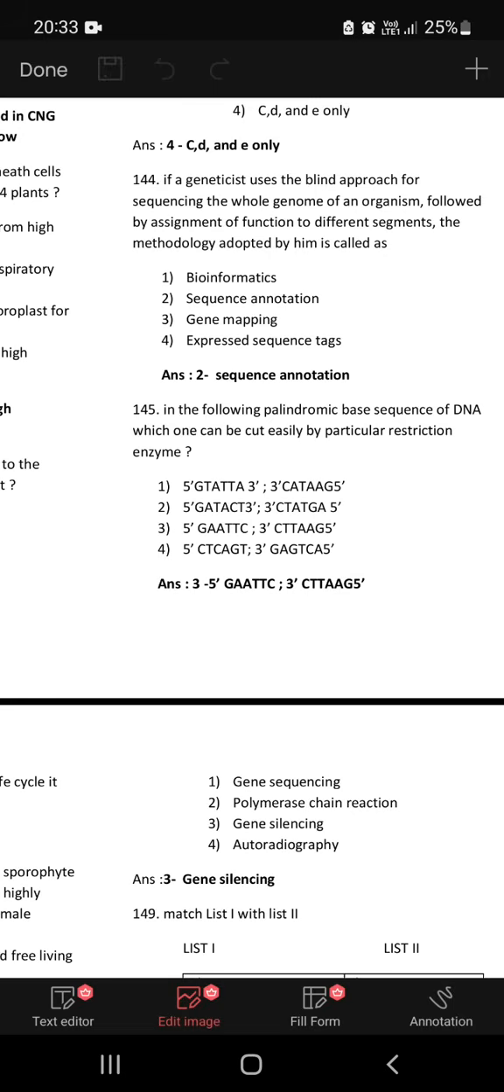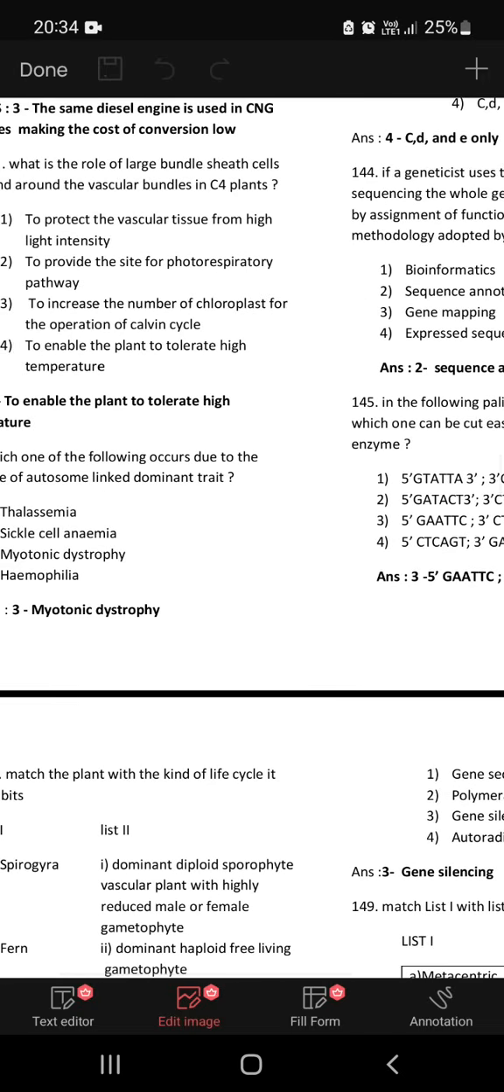The next question: in the following palindromic base sequences of DNA, which one can be cut easily by a particular restriction enzyme? The textbook given one is GAA-TTC. So the third option, GAA-TTC, CTT-AAG, can easily be cut. That is the right answer because it is a palindromic base sequence.